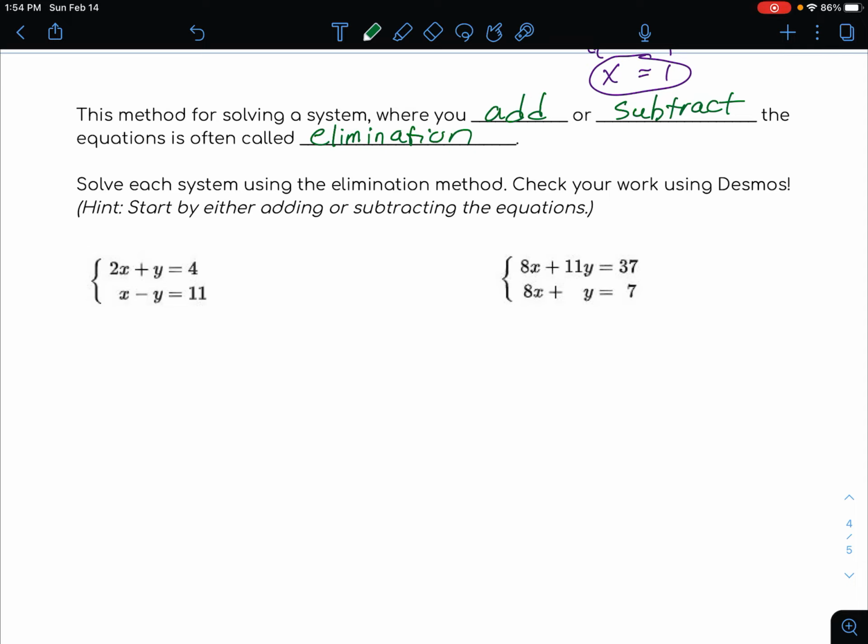So solve each system using the elimination method. Check your work using Desmos. In other words, graph it to check it. Graph everything to check it. Hint: start by adding or subtracting the equations together.